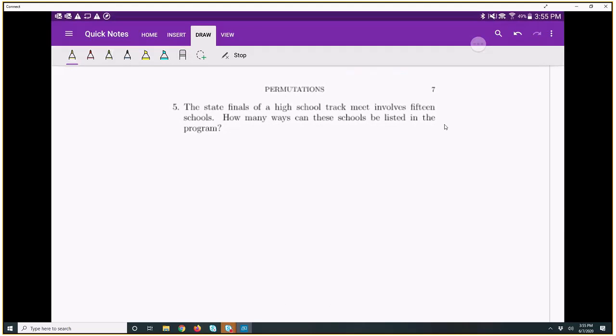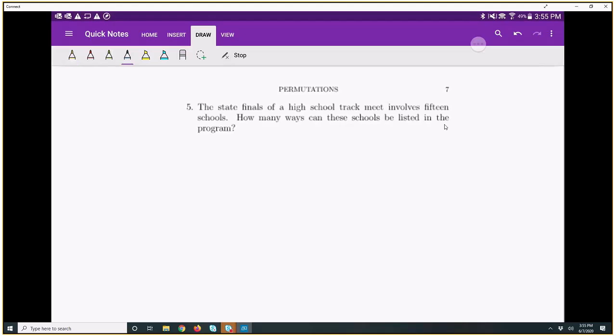Next question. The state finals of a high school track meet involves 15 schools. How many ways can these schools be listed in the program? So this is just a straightforward ordering. I can use the rule of products to say, well, if I have 15 blanks, then I have 15 ways to fill the first one, 14 ways to fill the next one, 13 ways to fill the next one, and so on. And I can say that this is 15 factorial by rule of products.